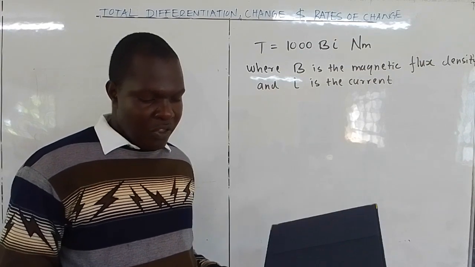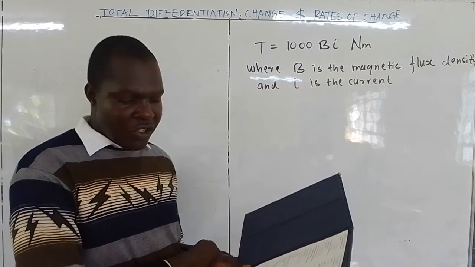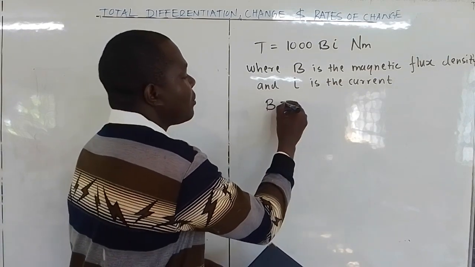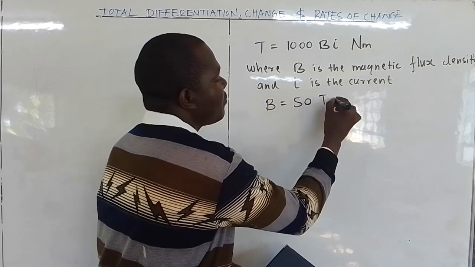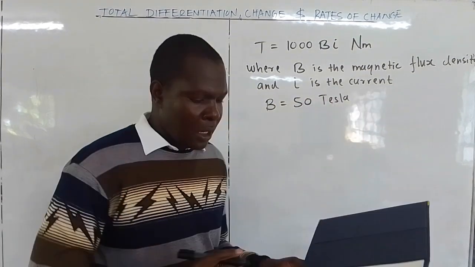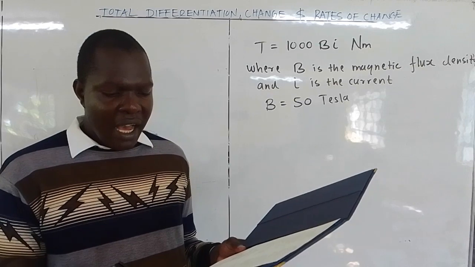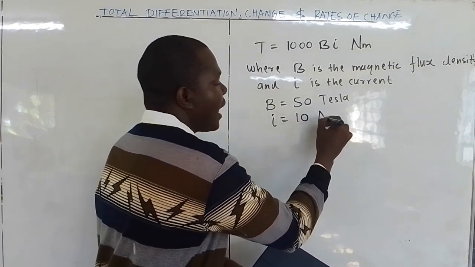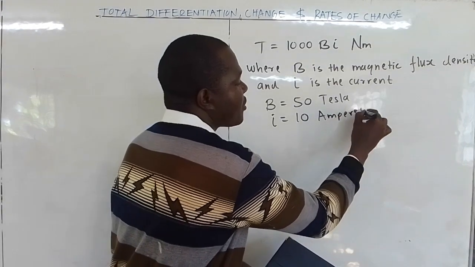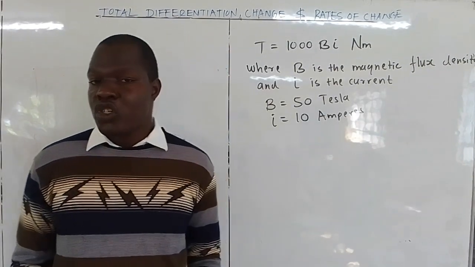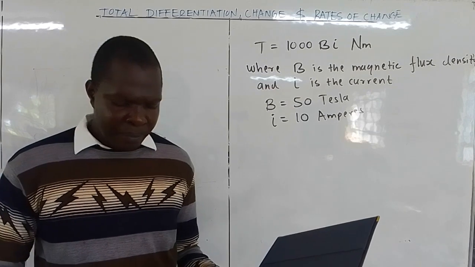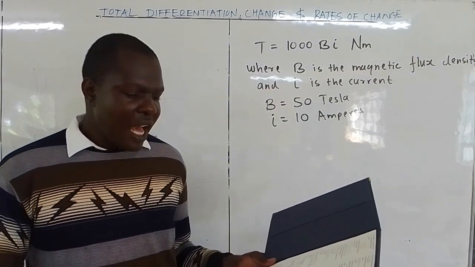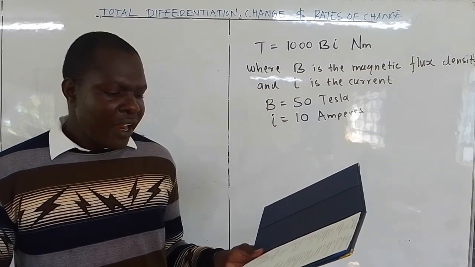Full stop. Then proceed. At one instance, B was 50 Tesla, while I was 10 amps. Are we together? At one instance, B was 50 Tesla and I was 10 amps.